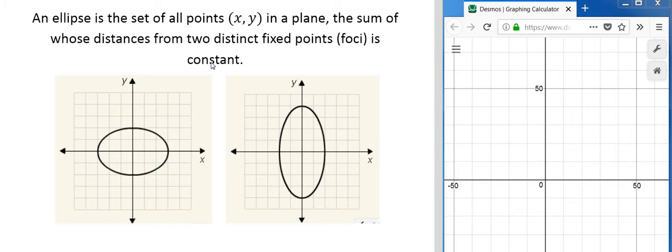Okay, so there's two different points, each of which is a focus. The plural of that we call foci. And we can have a horizontal orientation where it's elongated along the x, or a vertical where it's stretched out along the y. And you can move these around, of course, just like circles. All the ones you're going to work with in today's lesson are going to be centered at 0, 0, so kind of nice for you.